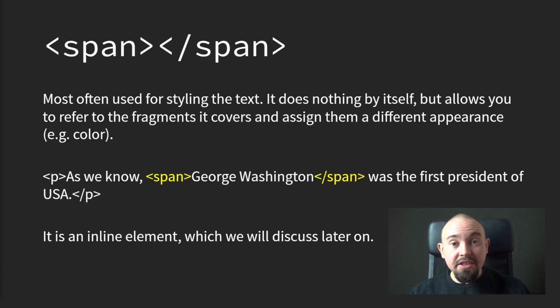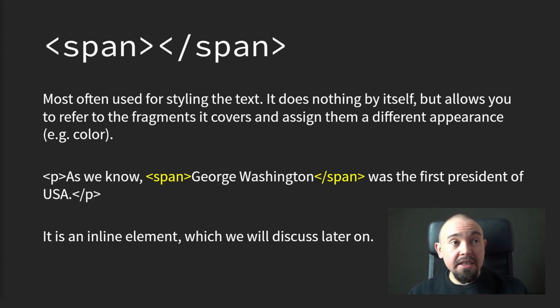The second ancient tag we still use nowadays is the span tag, and it's most often used to style something in the text. If we have a p tag with the text like in this example, and we want to style some parts of this text differently, for example to have a different color, that's when we put this fragment in the span tag and style it in CSS.